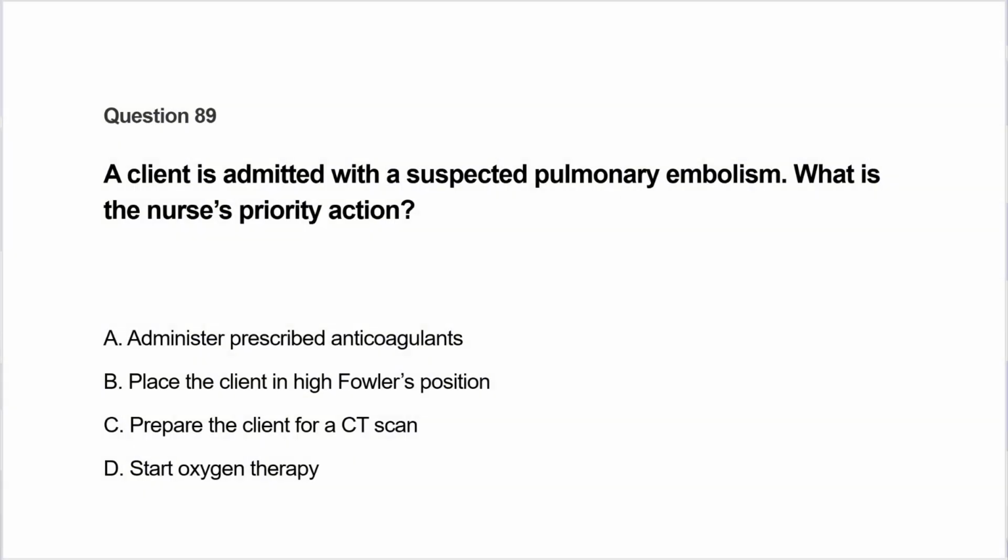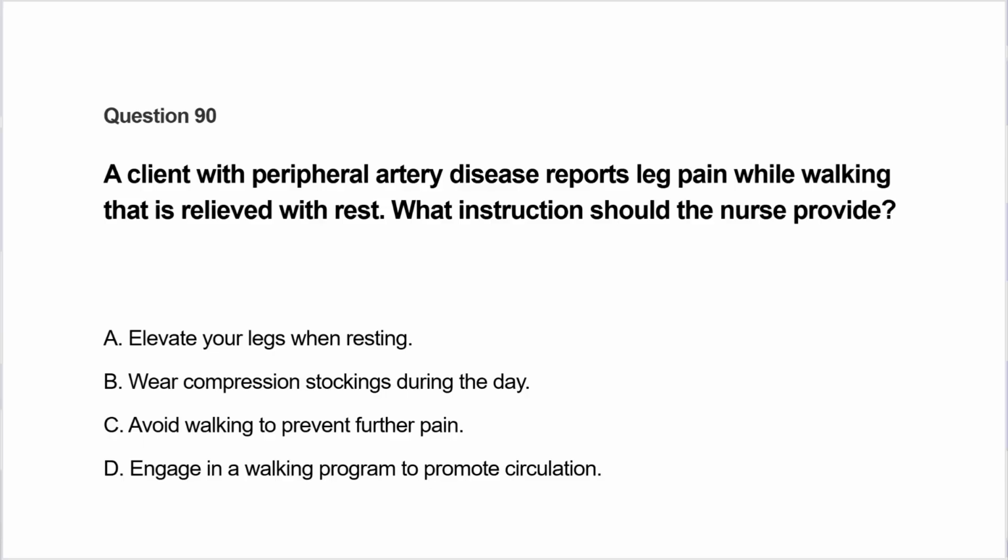89. A client is admitted with a suspected pulmonary embolism. What is the nurse's priority action? A. Administer prescribed anticoagulants. B. Place the client in high Fowler's position. C. Prepare the client for a CT scan. D. Start oxygen therapy.